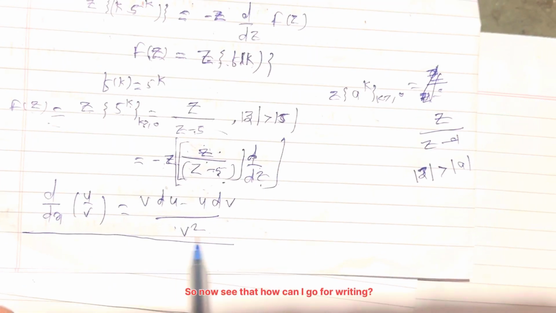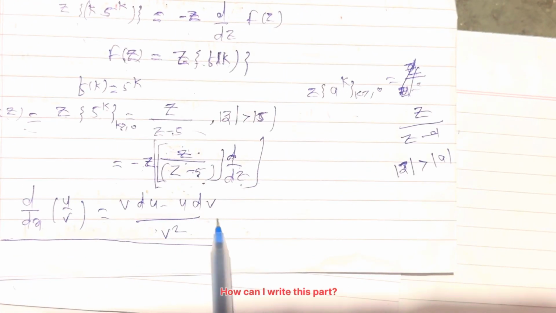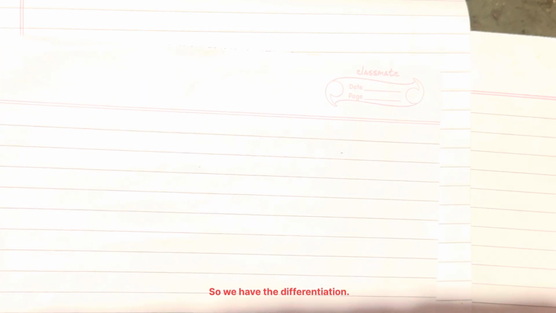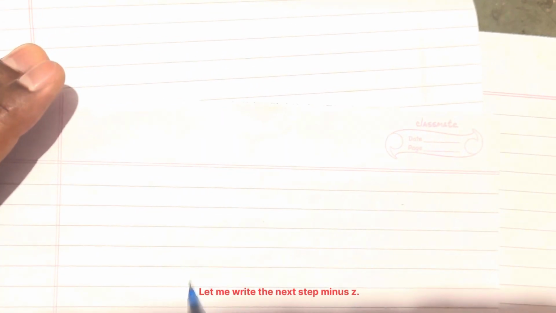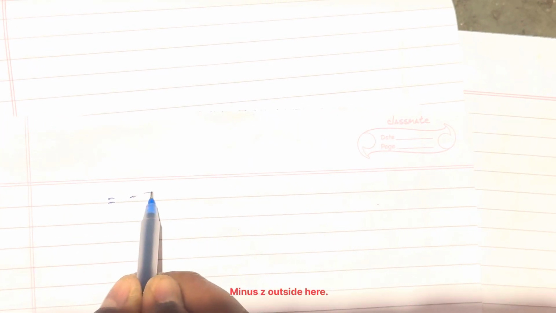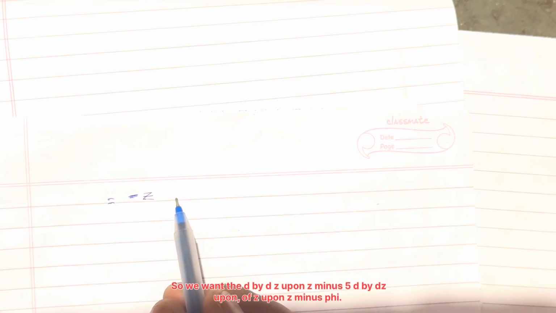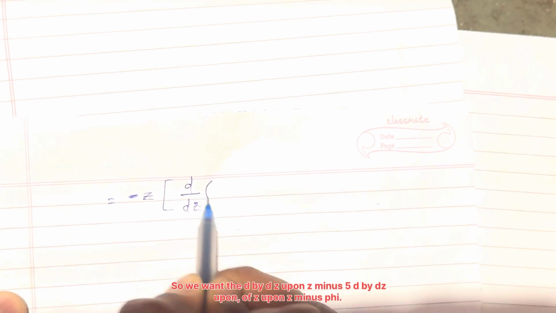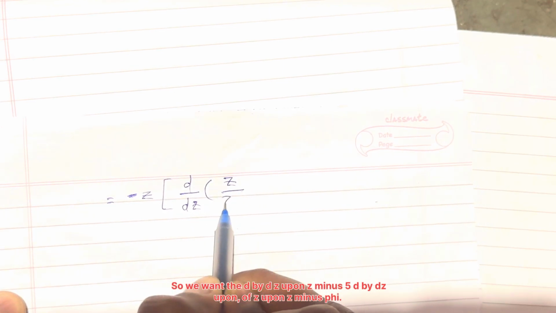So now see how I can write this part. Let me take it to the next page. I will explain it on the next page. Yes, so we have the differentiation, let me write the next step: minus z outside here. So we want d by dz of z upon z minus 5.